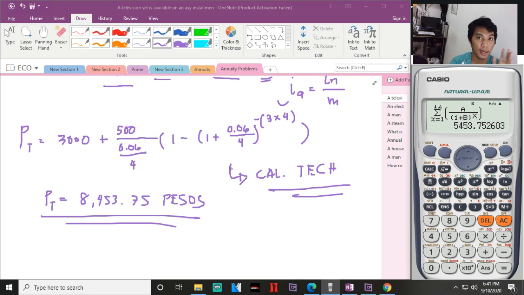Yun yung value ng ating present worth of the annuity. I-add natin yung ating down payment natin, that is 3,000, and then we will arrive with the same answer. Ganun kadali lang ang annuity natin. All you have to do is to use the Caltech or pwede rin naman the long method, but it is best for us to use yung paglilipat ng value niya into present accumulated worth. And then let's proceed to number 2.